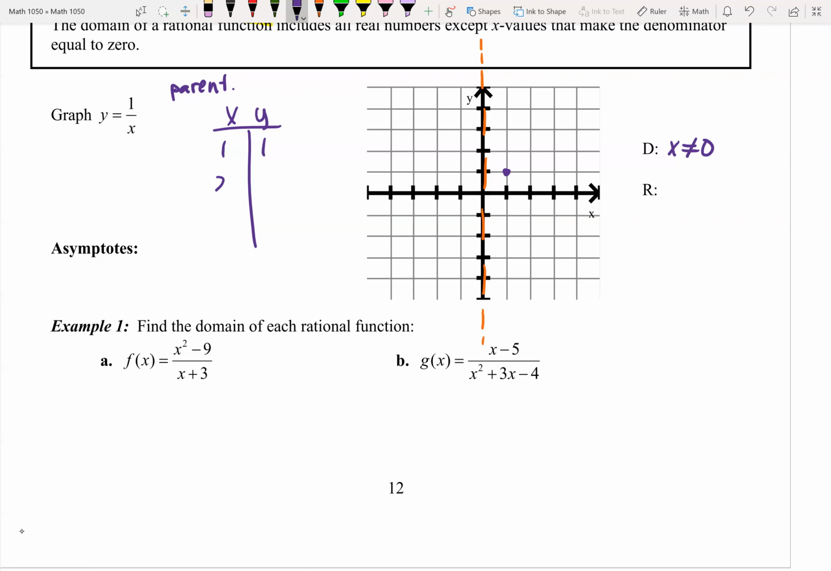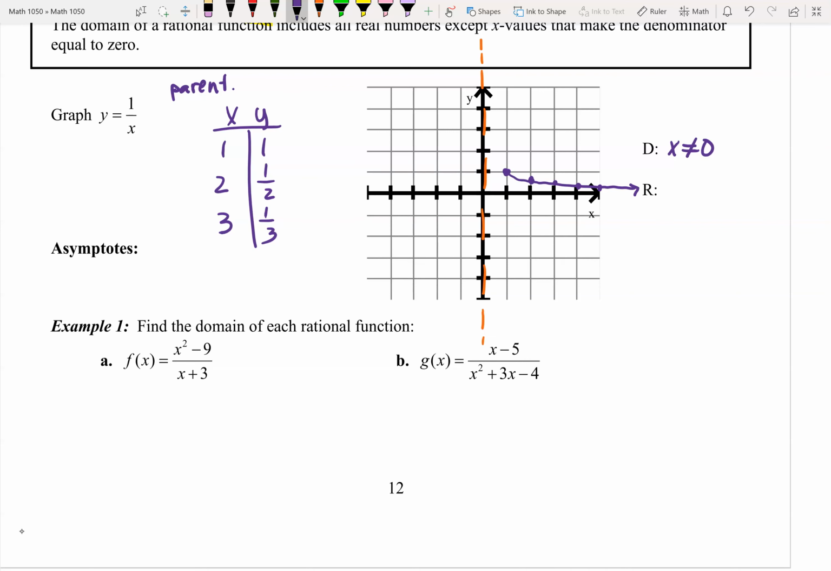What if x was a 2? Then you'd have 1 over 2. So you'd go right 2, up a half. If x was a 3, it'd be 1 over 3. And then 1 over 4, and then 1 over 5, and then 1 over 1,000, and then 1 over 2,000. Is this piece of the graph ever going to touch the x-axis, guys? No. It gets closer and closer and closer, but it doesn't touch it.